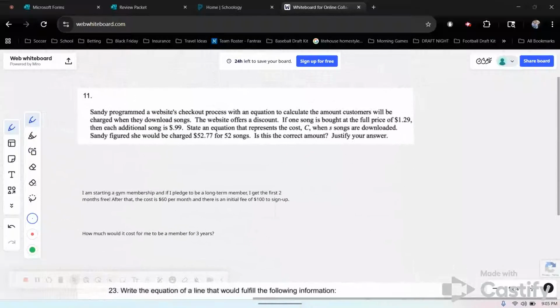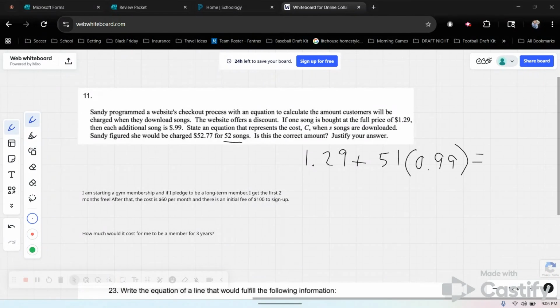For the second one, I think my answer key answer is harder than this problem has to be. The reality is, if it's 52 songs, what you need to know is that the first song is $1.29. And then after that, there's 51 songs where they're charged 99 cents each. And you just have to check, does that equal 52.77? And spoiler alert, it does not. Because what they ended up doing to get the 52.77 is they did this.